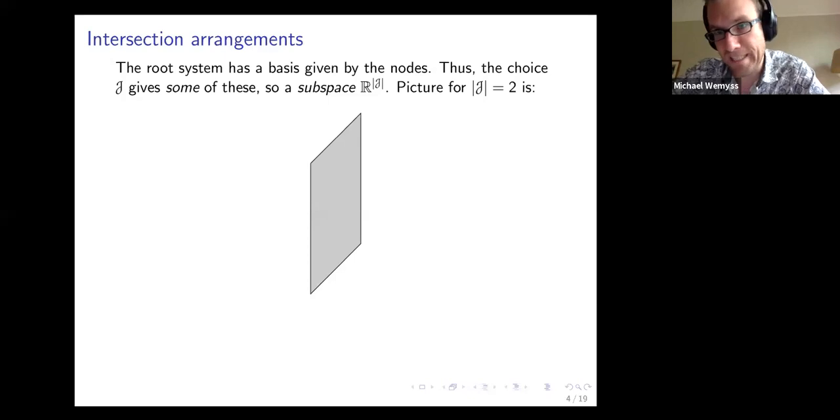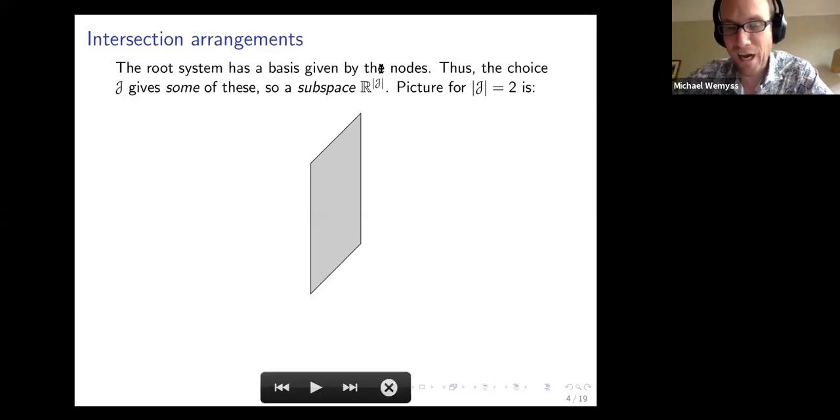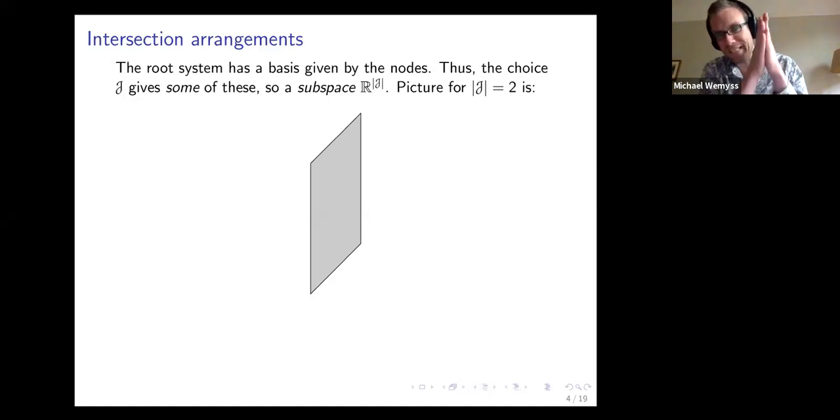So I can draw this, kind of. Let's just assume, so I can draw it easier on my slides, that I've chosen two nodes in my Dynkin diagram. That means I get a subspace R to the number of choices, R^2. This is my picture of R^2, which is like a sheet of paper, in gray. This sheet of paper lives inside the big root system. And in that root system, there are reflecting hyperplanes, which look something like this.